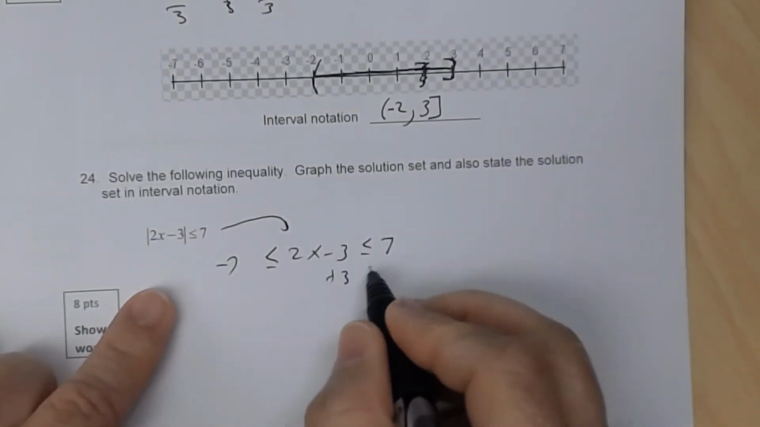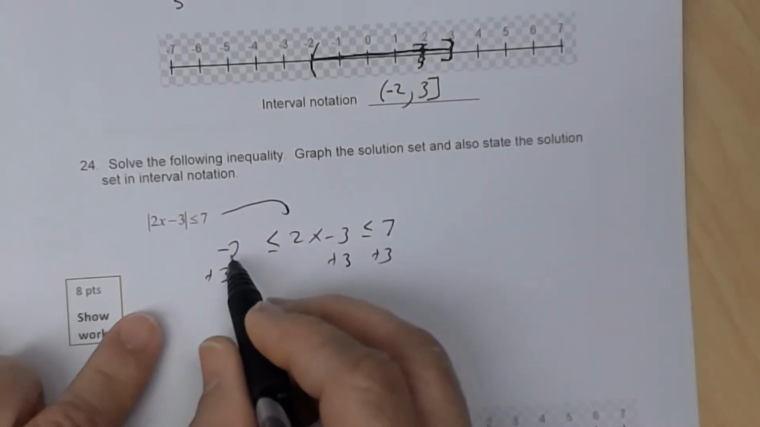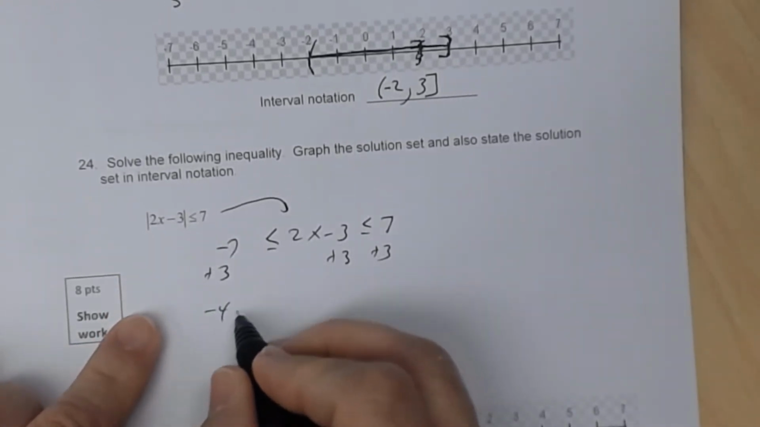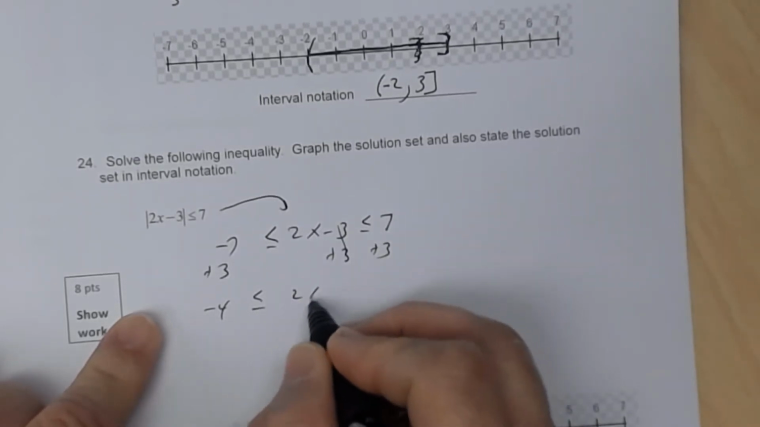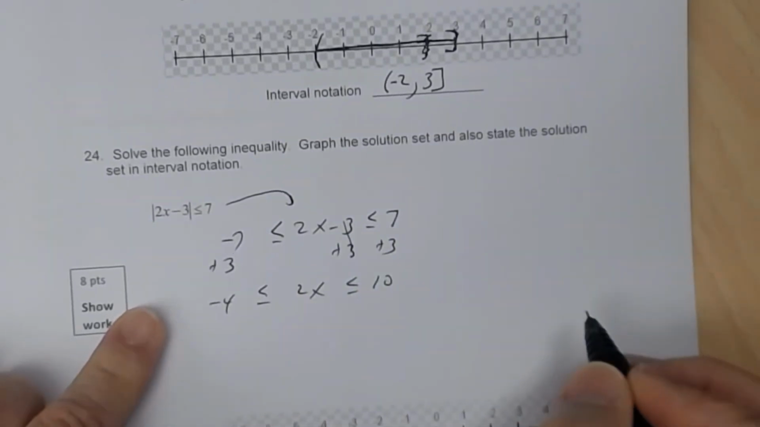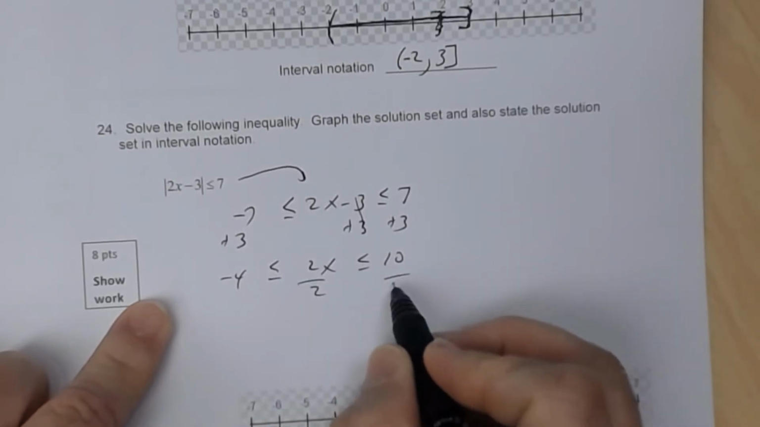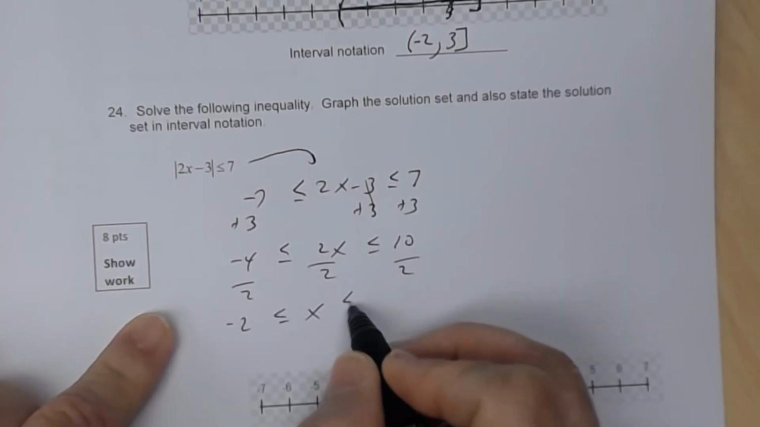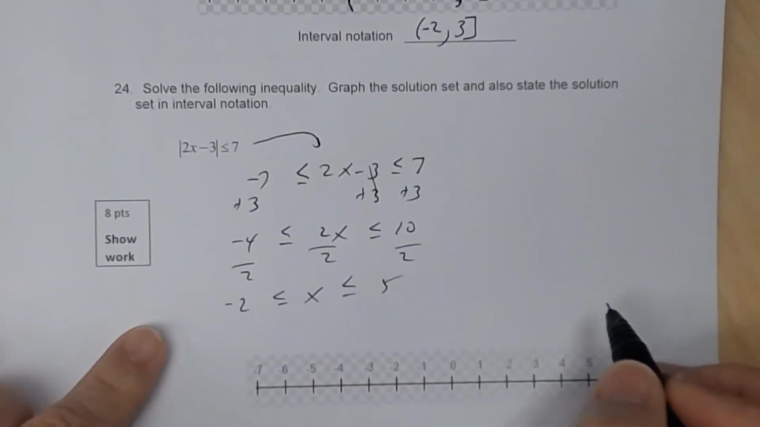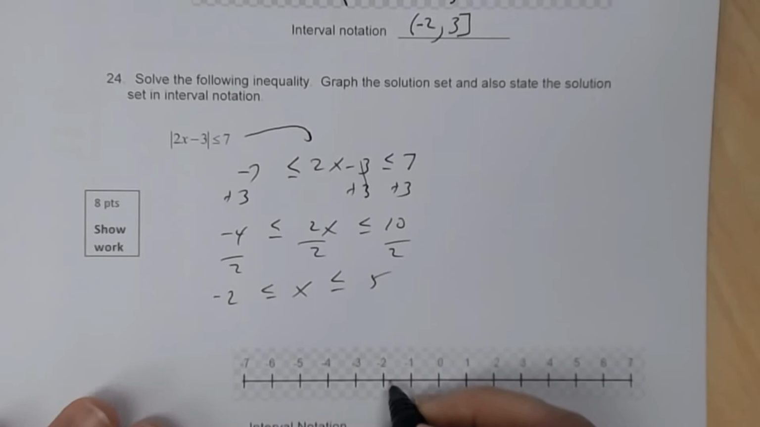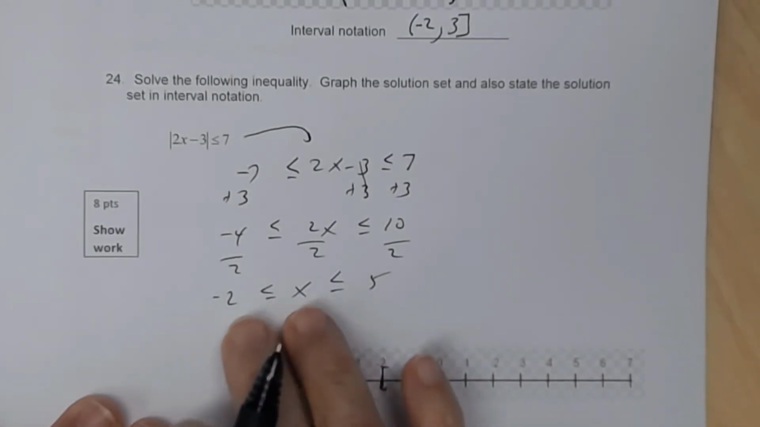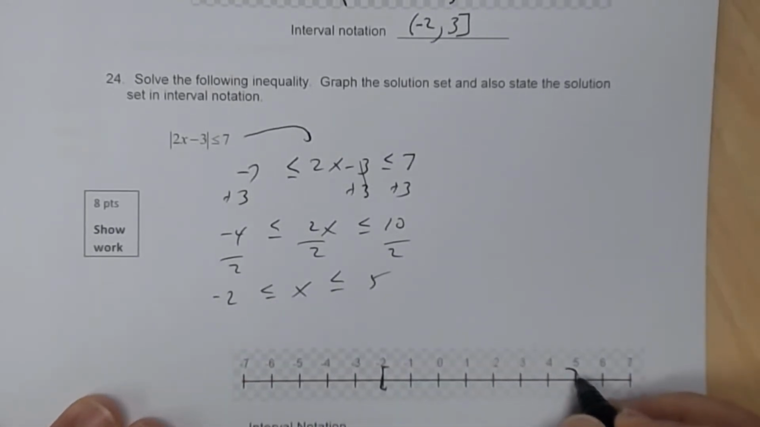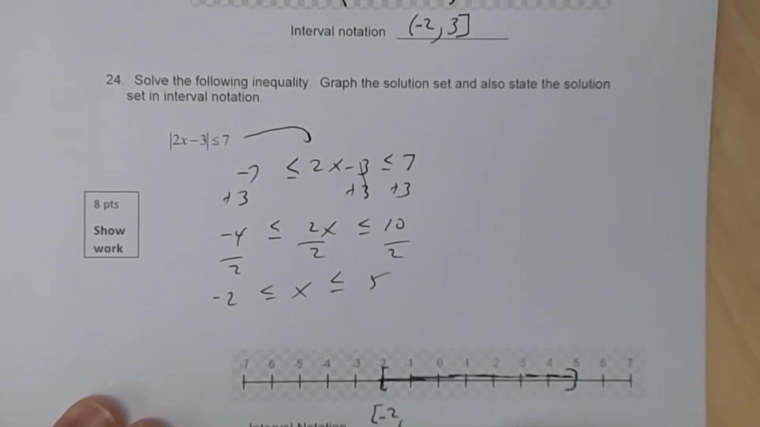And so you're going to add 3 to both sides. And so I get negative 7 plus 3 is a negative 4, is less than or equal to 2x is less than or equal to 10. And then divide all parts by 2. I get negative 2 is less than or equal to x is less than or equal to 5. So your solution would be any number between negative 2, now those are all brackets because of the equal signs, and 5. And so I get bracket negative 2, comma, 5 with a bracket.